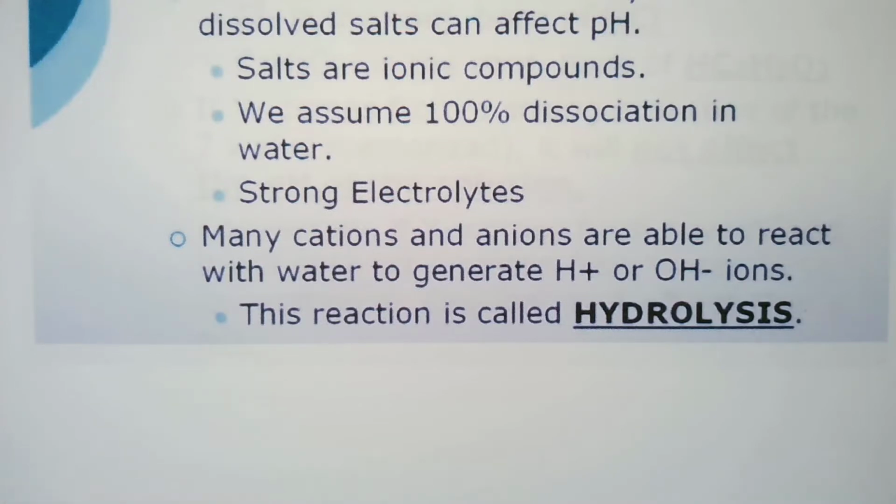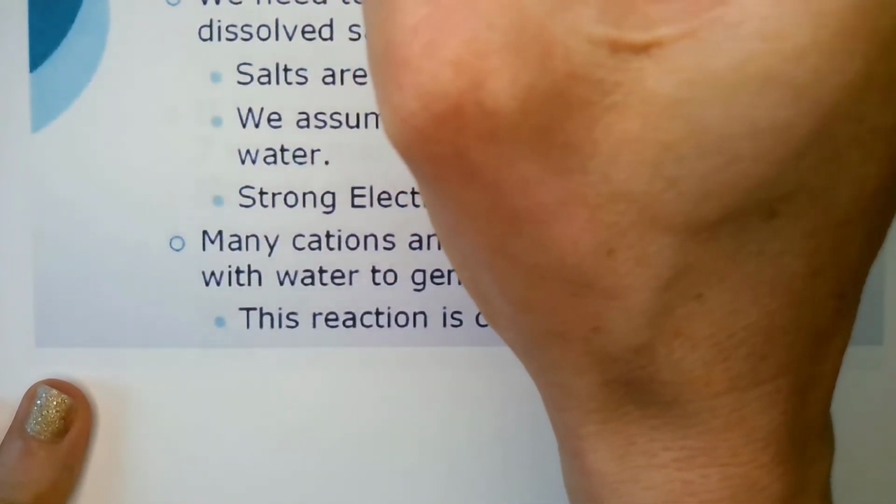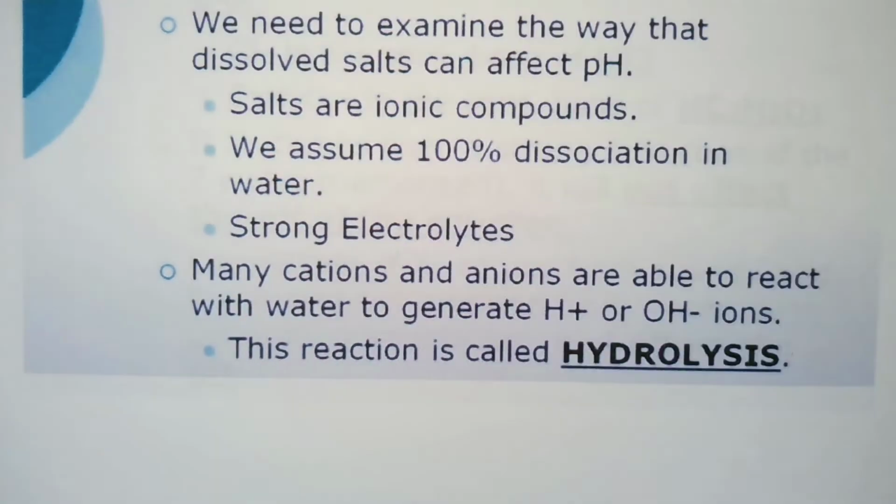Continuing with our lesson, we'll discuss how salts act as acids and bases. This unit commonly is called the hydrolysis section. Hydrolysis as in adding water. We need to examine the way that dissolved salts can affect the pH.